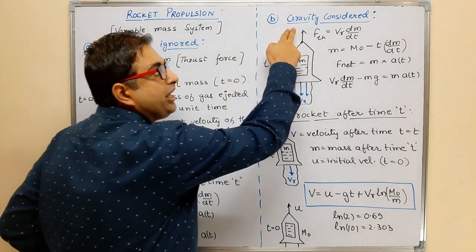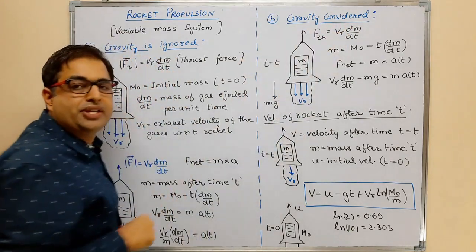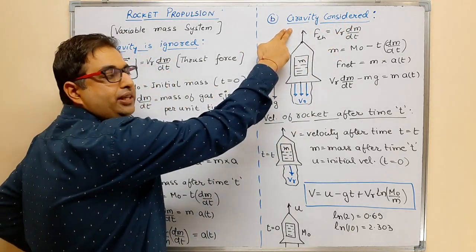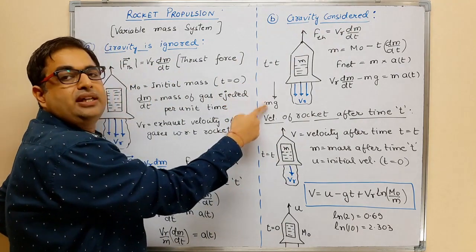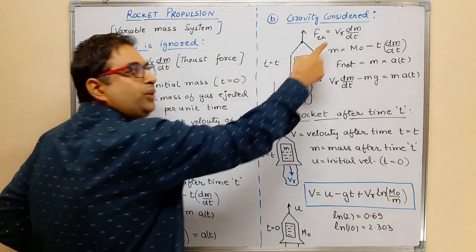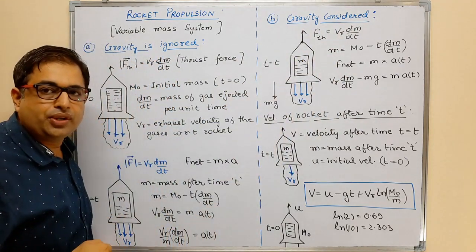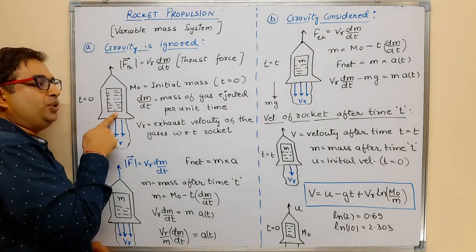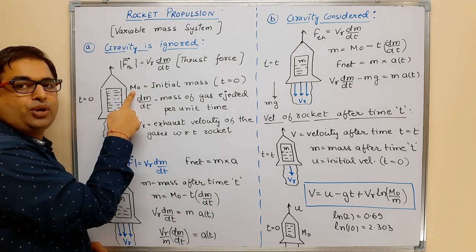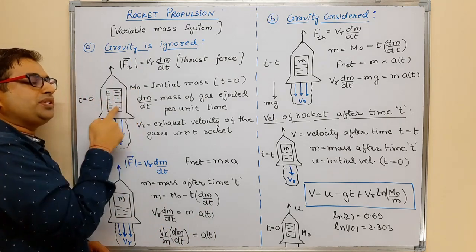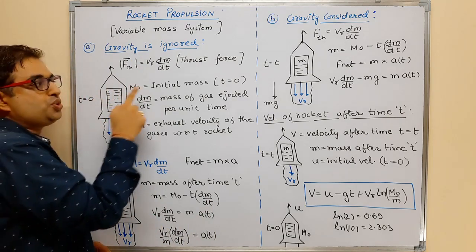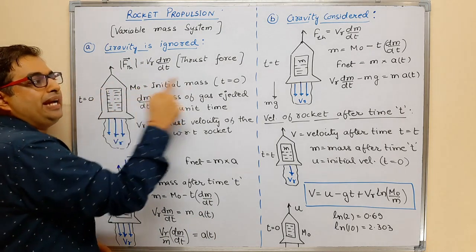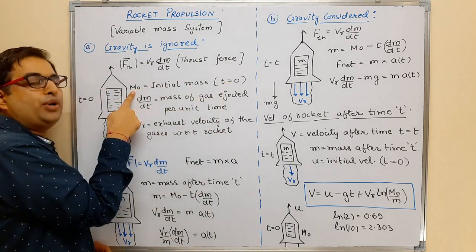Second condition, we have to include gravitational force, means we will consider the weight of the rocket while calculating the acceleration of the rocket. Now suppose this is a rocket whose initial mass is m0. m0 includes the mass of the fuel also. So total mass of the rocket at t equal to 0 is m0.